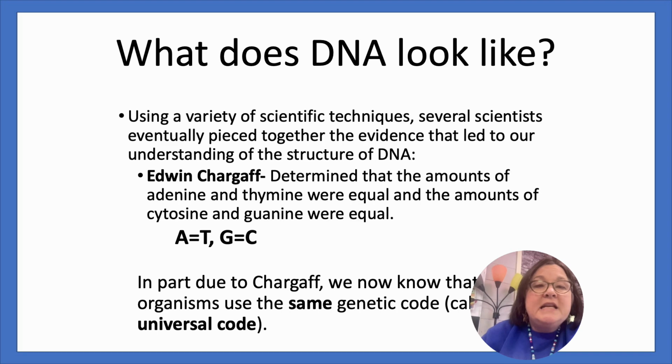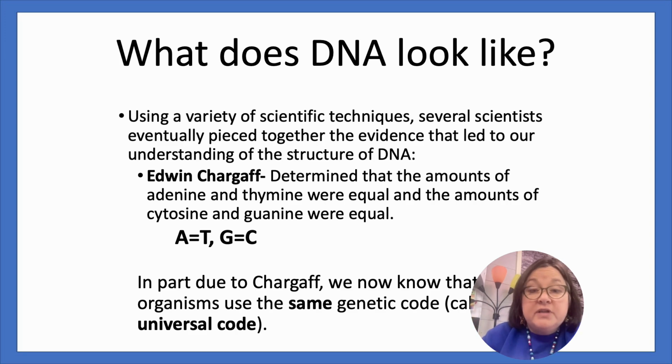So what does a DNA look like? There was a scientist that really studied how DNA came about. What does it look like? How is it made up? What does it do? Edwin Chargaff. Edwin Chargaff determined that the amounts of adenine and thymine were equal to the amounts of cytosine and guanine. So when you look at this, this says your A is equal to your T and your G is equal to your C. And the A is the first letter of adenine, T is thymine, and you can keep going from there.